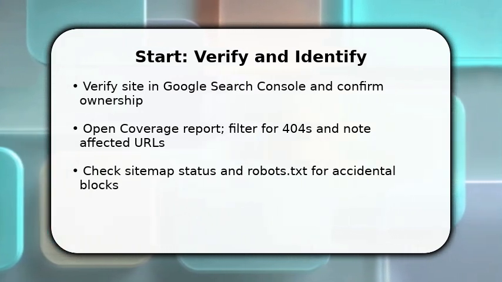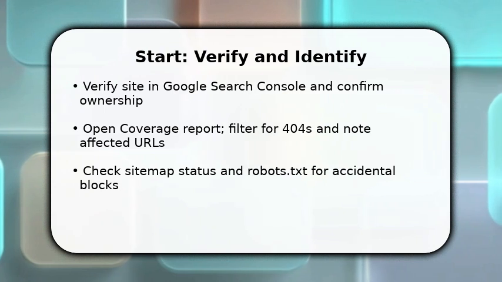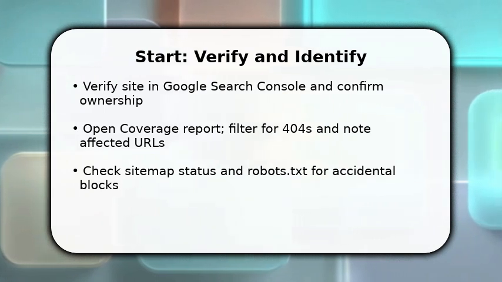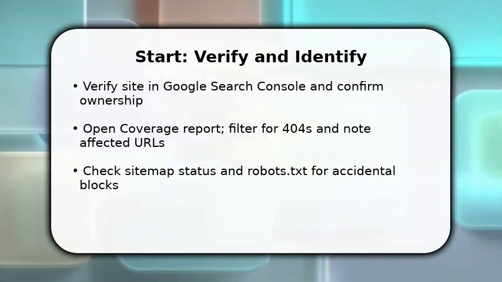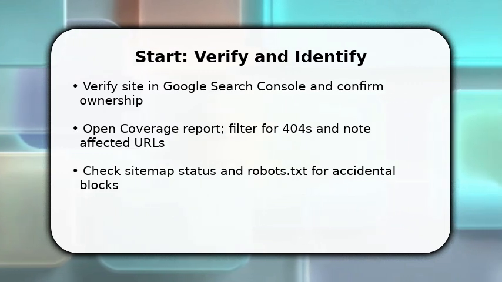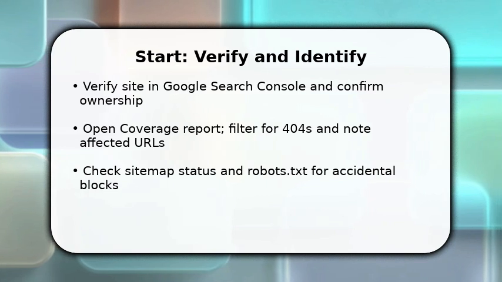You begin by confirming ownership in Search Console, then open the coverage report to find 404 errors. This gives you a clear list of problem URLs. Once identified, make sure your sitemap is submitted and robots.txt isn't blocking crawlers, because blocked URLs can masquerade as missing.